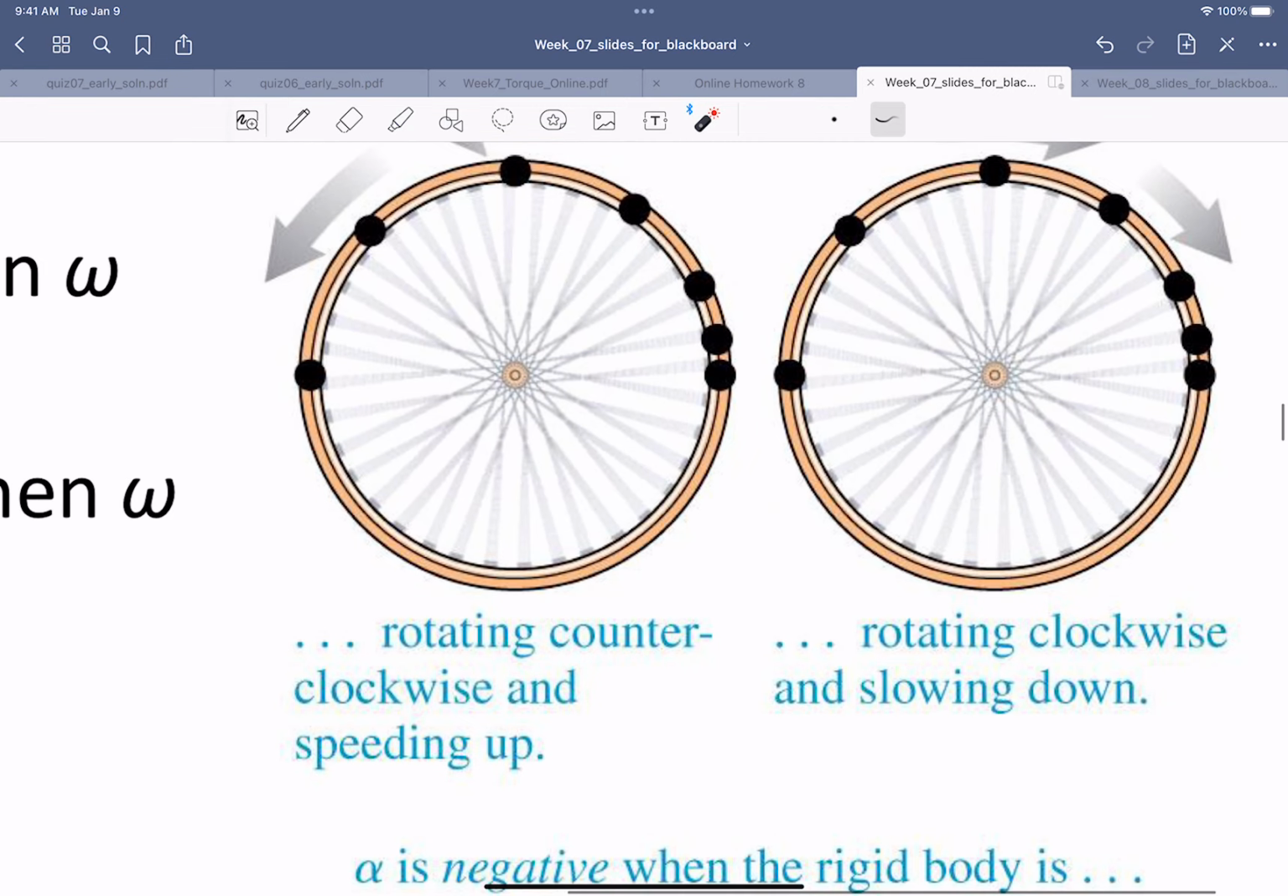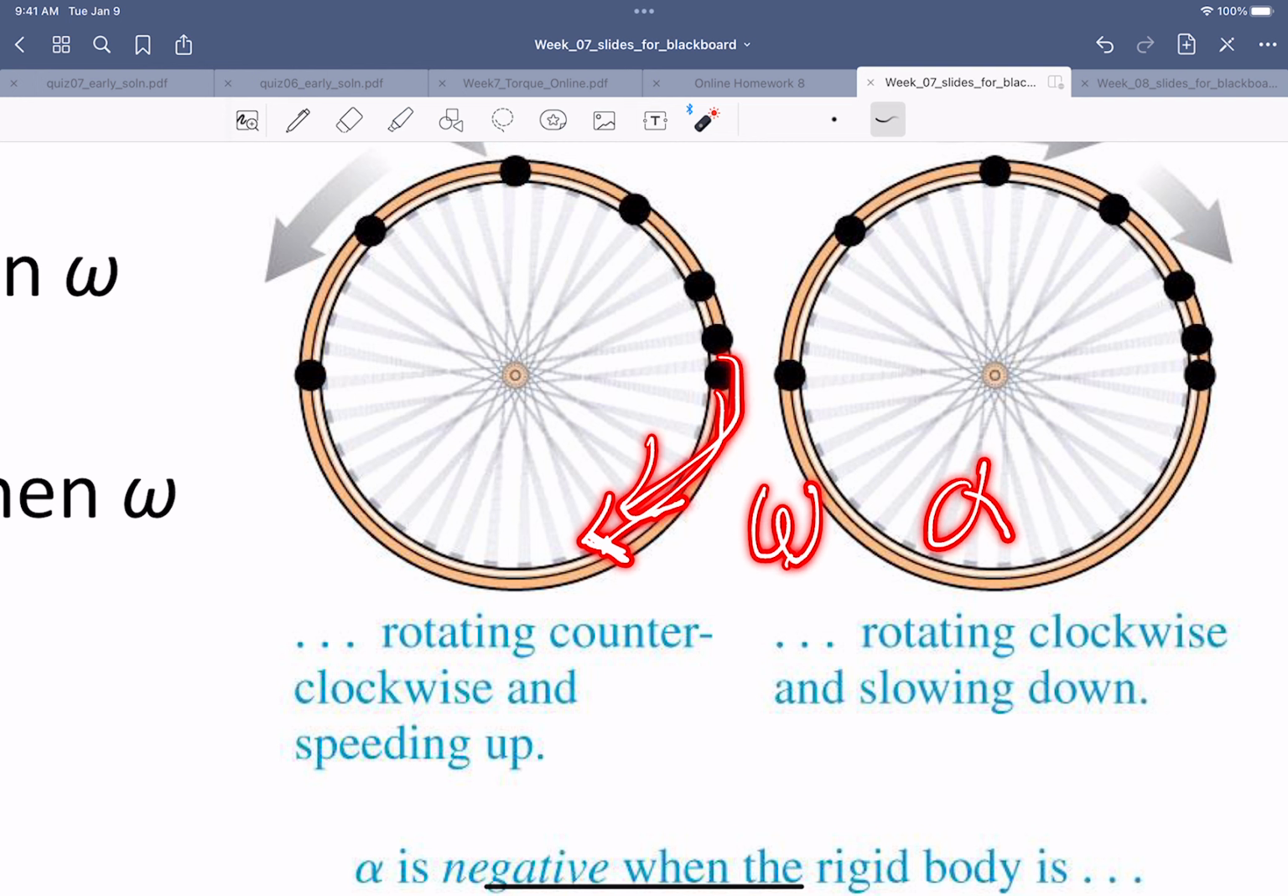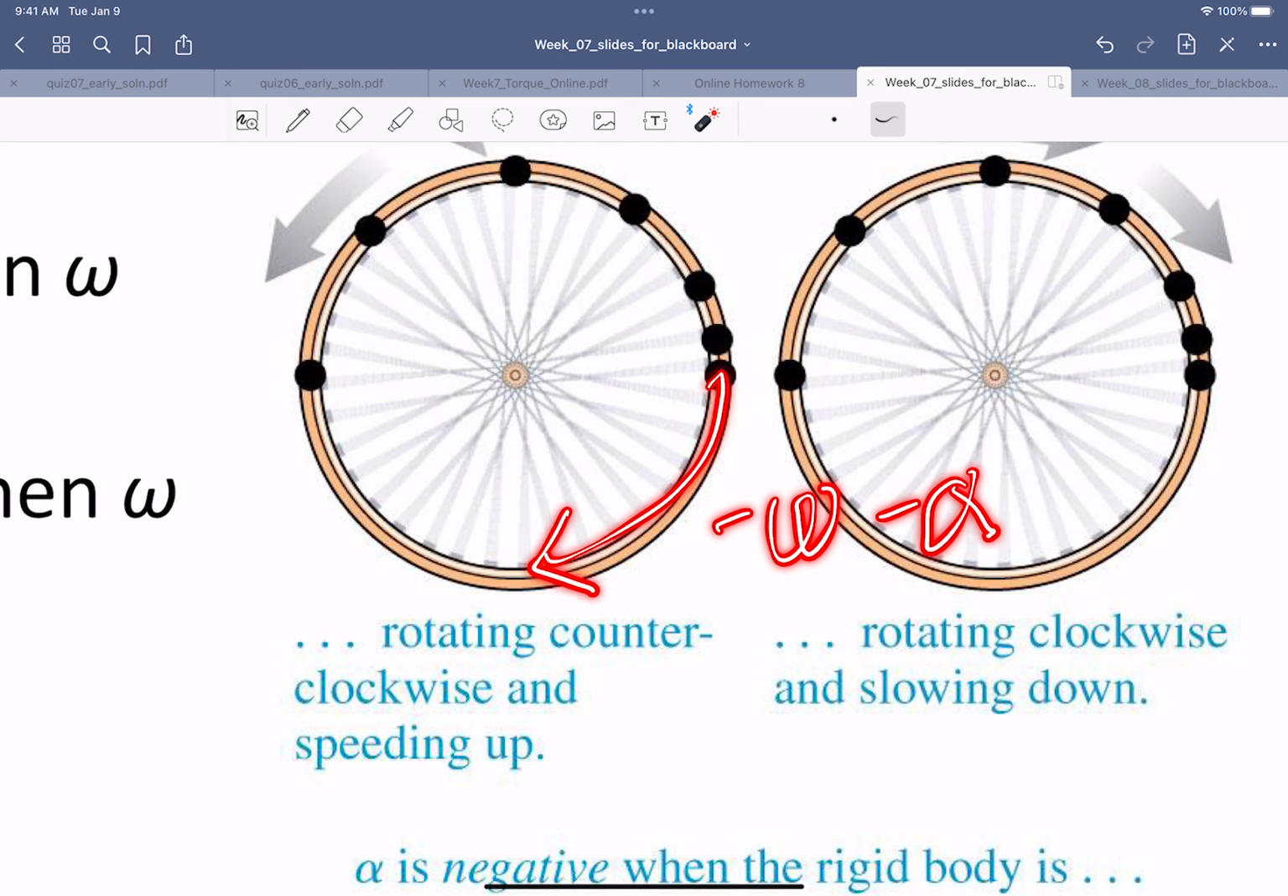Same thing if I go down here. If I move this way and I am speeding up, what are my signs for angular velocity and acceleration? Both are negative. I'm moving clockwise, so that's negative angular velocity, and I'm speeding up, so angular acceleration should be in the same direction, so both are negative. Negative angular velocity, negative angular acceleration when I'm moving this way. So hopefully you get the gist of that.